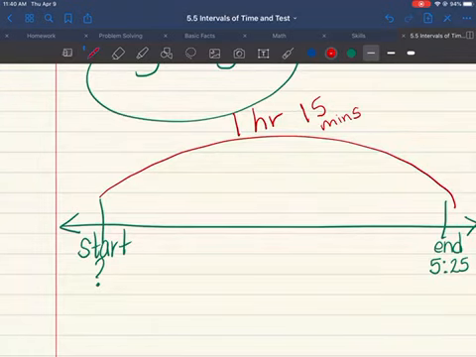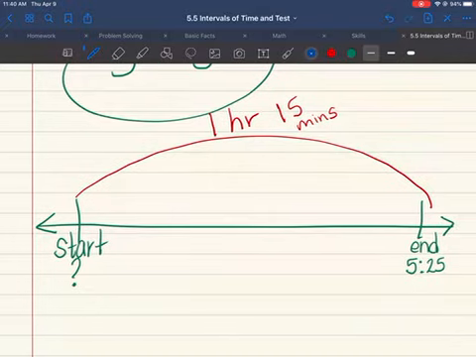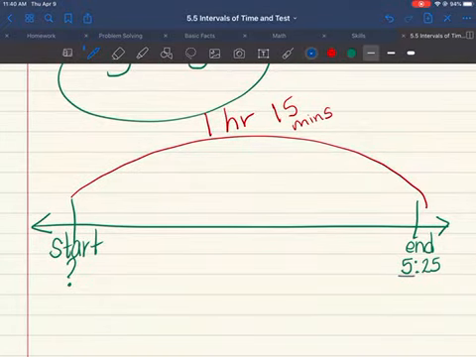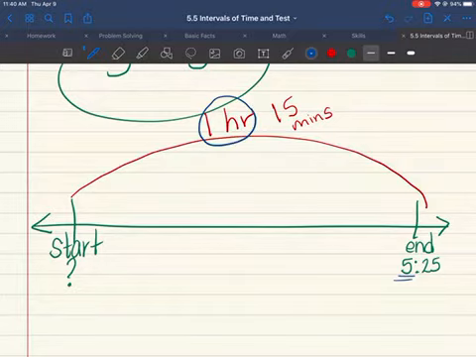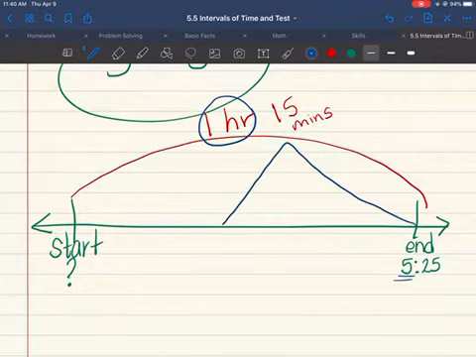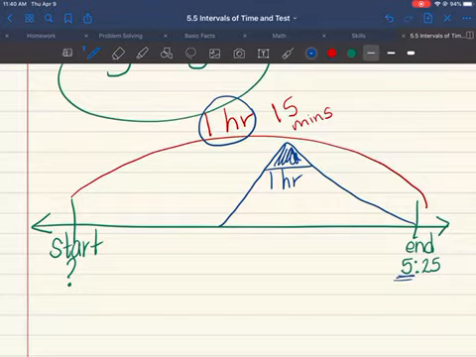So I'm going to go ahead and start. First things first, it is 5:25. The easiest for me is going to be to jump 1 hour because we're going to literally go back 1 hour. So I'm going to go ahead and do one hill. We're going backwards. And, mountain. And this mountain is going to be 1 hour. So if it's 5:25 and I go back 1 hour, it's going to be 4:25.